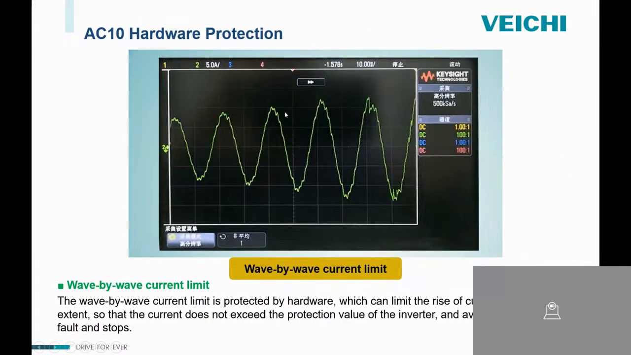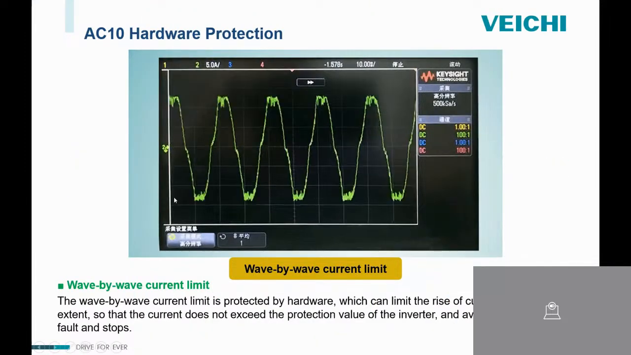And this one is for cycle by cycle current limit. This cycle by cycle current limit is protected by hardware, which can limit the rise of current for certain period. So the current does not exceed the protection value of the inverter, and it avoids overcurrent fault and stop.